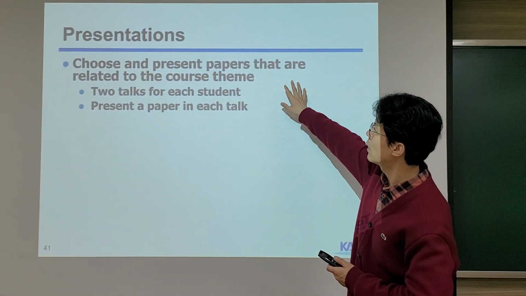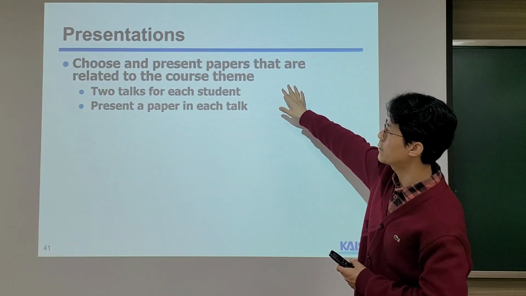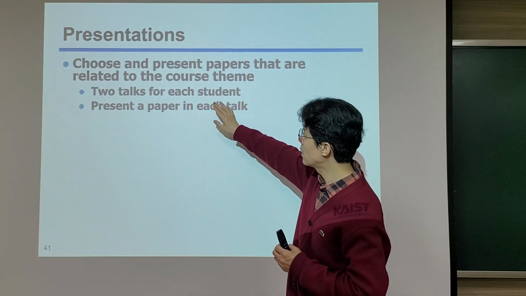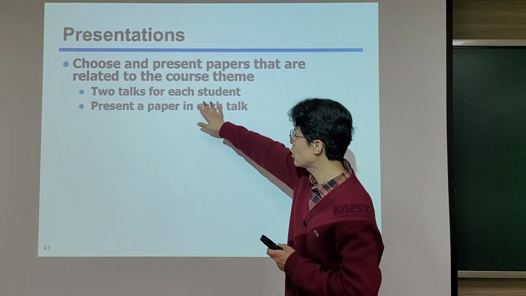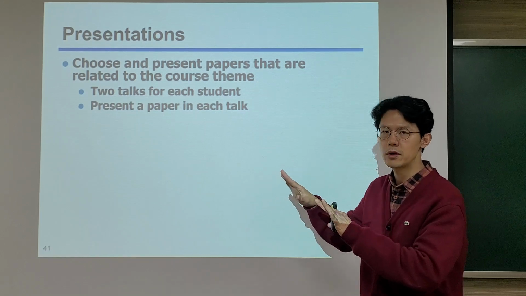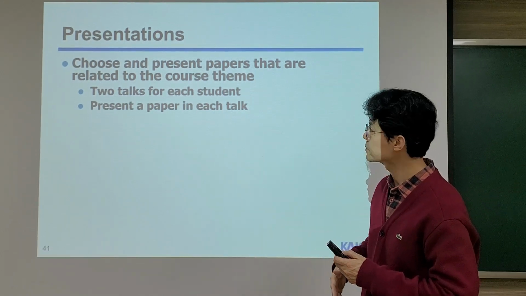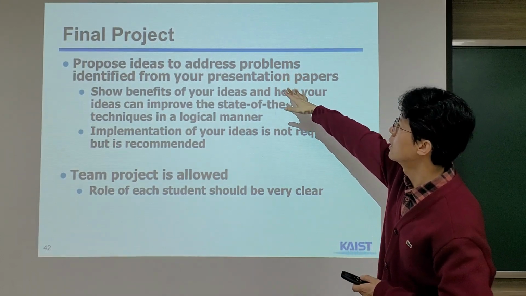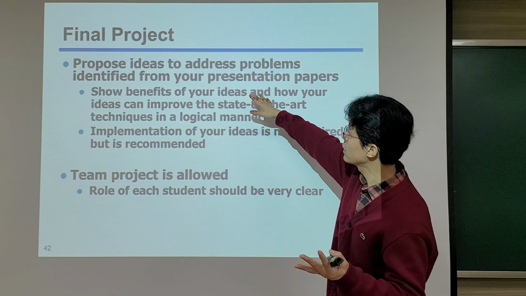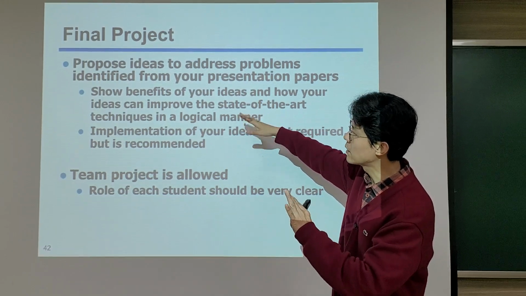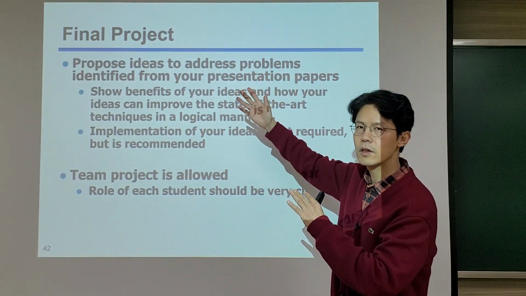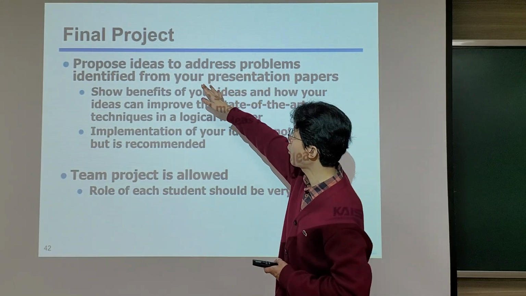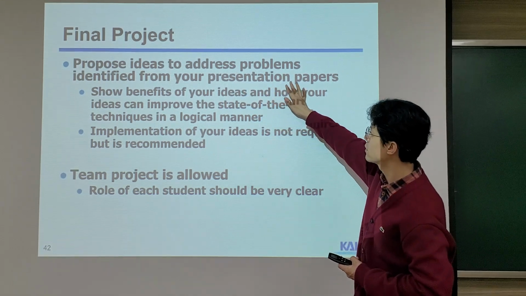Basically, you will have two talks in this class, two talks for each student, presenting a paper in each talk. So you need to identify two recent papers and present them in the class. And then for your final project, as I mentioned before, you need to go over some recent papers, and then you need to think about what might be your final project. For that final project, I wish that you can propose some ideas that can address these problems.